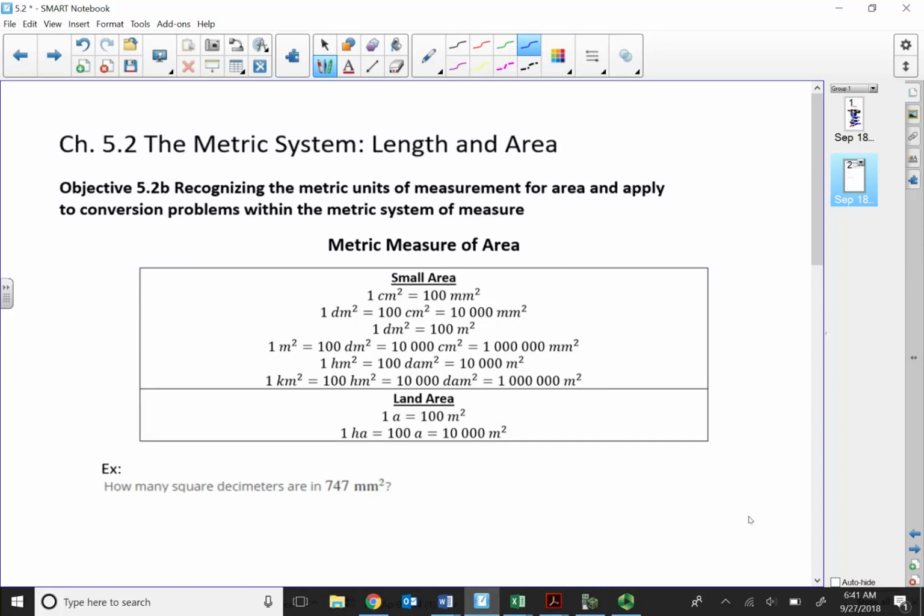Welcome to Module 5.2. Talking about the metric unit of measurement for area. So, again, we're going to do metric, but this time we're going to talk about area.